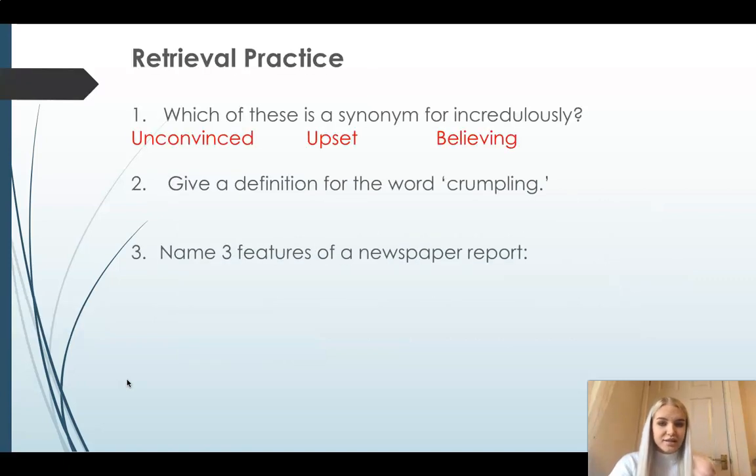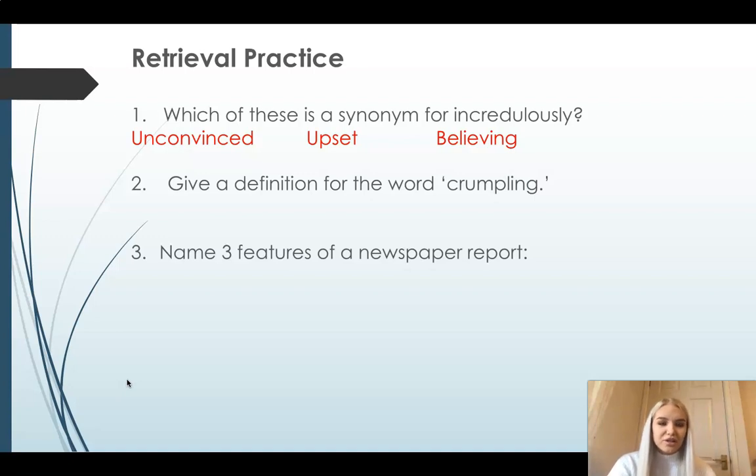And before we start today's lesson, I do have some more retrieval questions for you. Now, the first two are based on our reading sessions, and the third one is something we did quite a long time ago. And I wonder if you can remember 3 features of a newspaper report. So pause the video and work on these 3 questions, please, and write your answers down on your page. Okay, off you go.